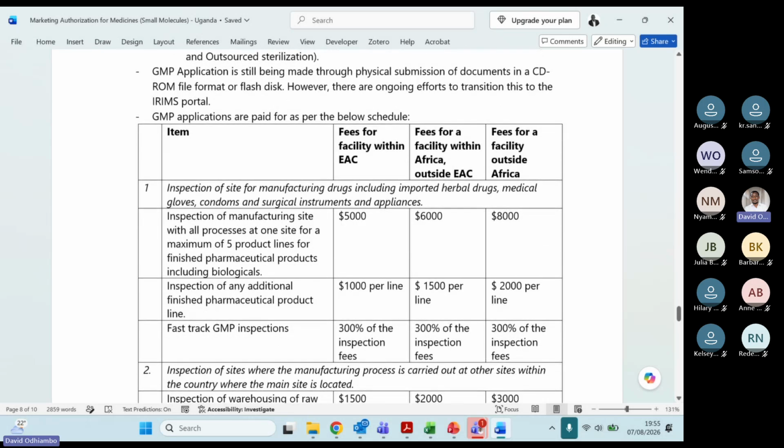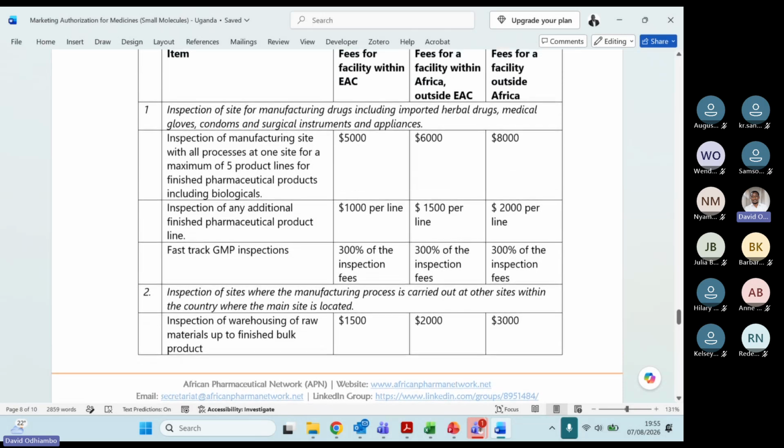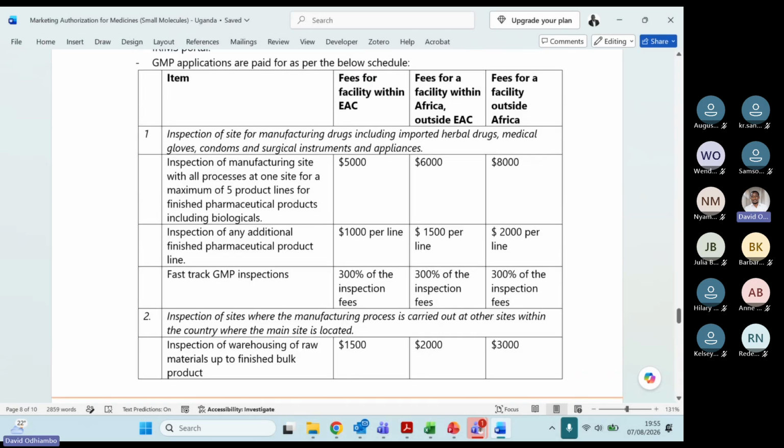And then with that, once you've submitted the documentation, including the proof of payment, you need to make the payment. There's a fee schedule that is in Uganda, and I think this is something that we need to look at. Highest cost for regulatory fees with GMP inspection is 8,000 USD. Locally within EAC is 5,000 USD. Within Africa, but outside the East Africa community, 6,000 USD.